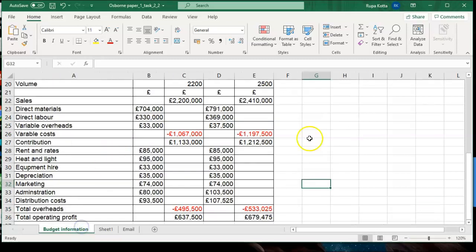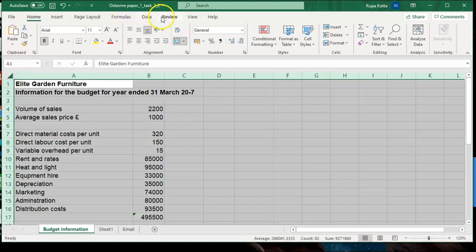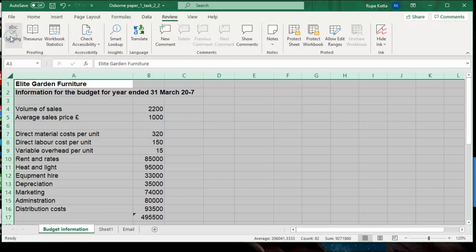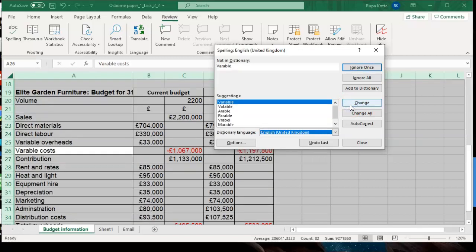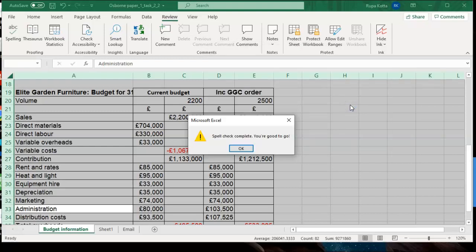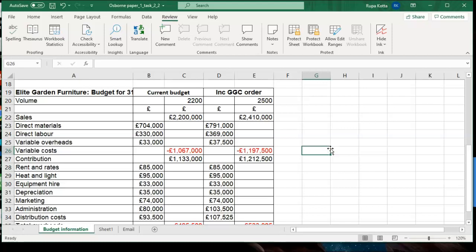And spelling errors. They also want to check for spelling errors. So select the whole sheet to check for the spelling errors. Review and spelling. Equipment is spelled wrong. Check one by one. Don't ever say change all. Just say change. Administration is wrong. Change. Variable cost spelling is wrong. Change. Again, equipment hire is spelled wrong. Change. Administration is spelled wrong. Change. And it says spell check is complete, you're good to go. So when you might have noticed a spelling mistake, don't change manually by yourself, because there might be some question later in the question somewhere to check and change the spellings. So we did that.